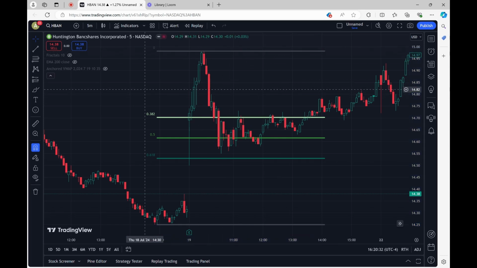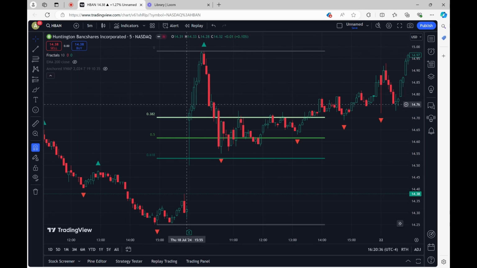So our first enhancer is going to be the Williams fractal indicator with a period of 10 to identify points of high probability of reversal. And this helps us to know where to place the Fibonacci retracements. You're going to start the box at the red fractal right here, and you're going to want to extend it out to the green fractal right here.